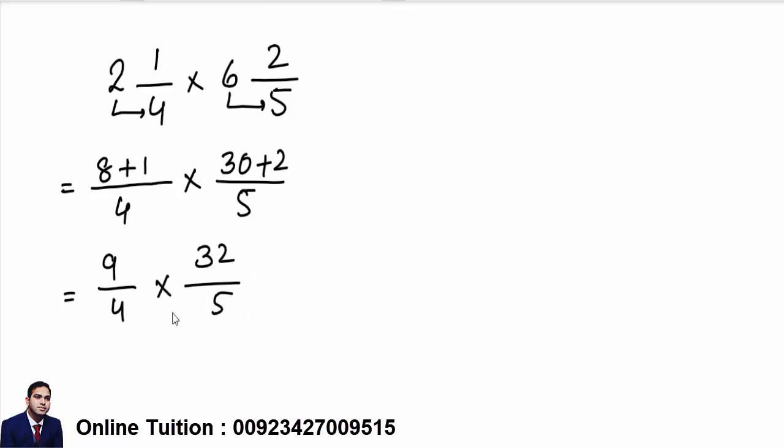So now you can first simplify if possible. Otherwise you have to multiply numerator of one fraction with another numerator, means this multiply with this and this multiply with this. But first of all, we will try to simplify it. Like 4 cannot be divisible of 9 or 5 cannot be divisible of 32. So we have to cross cut. 4 8s are 32. Now we have 9 over 1 multiply 8 over 5.